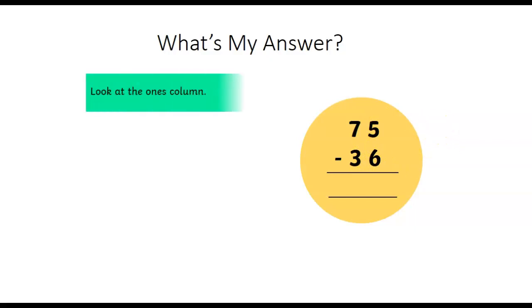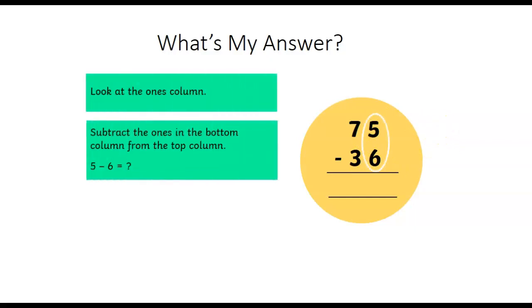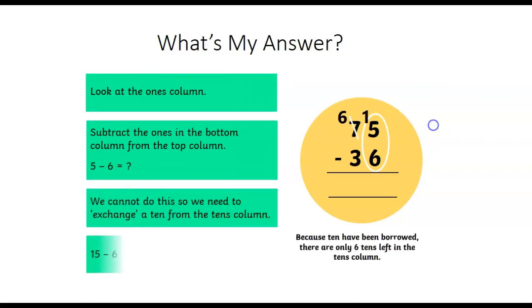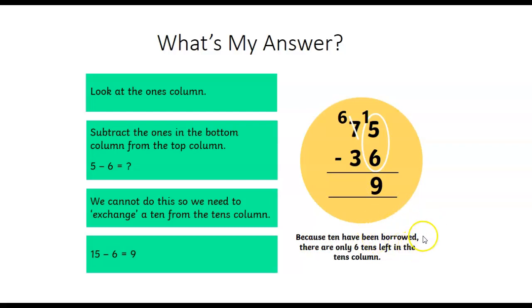So what you have to do is go and ask the tens column, can you borrow one? So the 5 asked the 7, can I have one of your tens? Cross it out, it became a 1. So now I've got 15 take away 6 is 9. And that's because you have exchanged. You haven't borrowed, you've exchanged.